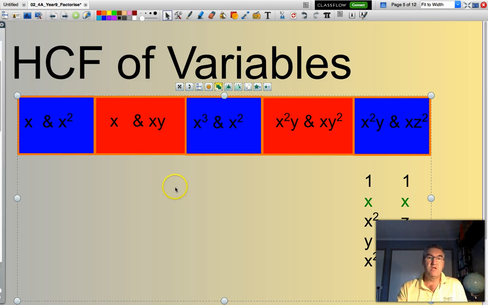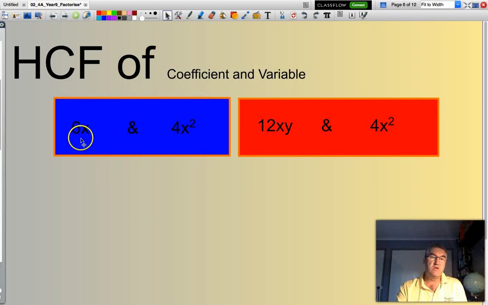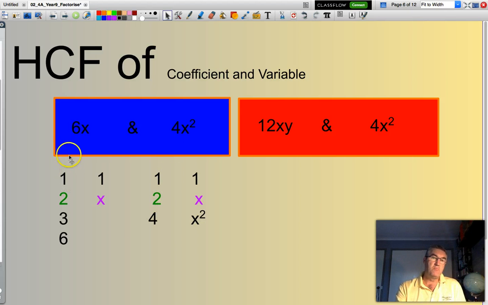Now, what we're going to do now is combine our variables with our coefficients, so the numbers with the variables, which are the letters. So let's look at this one here, 6x and 4x squared. Now, what I actually do is look at both the coefficients, the numbers, and the variables together. So going down here, my coefficients associated with 6x have factors 1, 2, 3, 6, and associated with the 4, 1, 2, and 4.